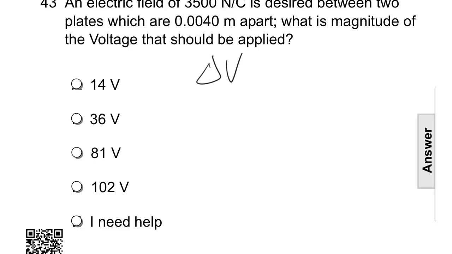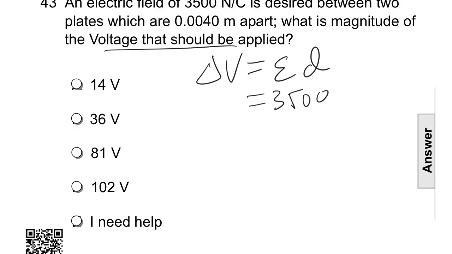Okay, so delta V equals ED. So 3,500 times 5. So calculating that, I get 14.